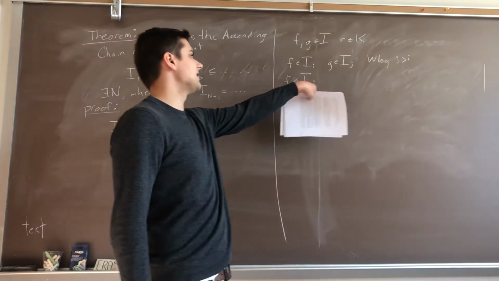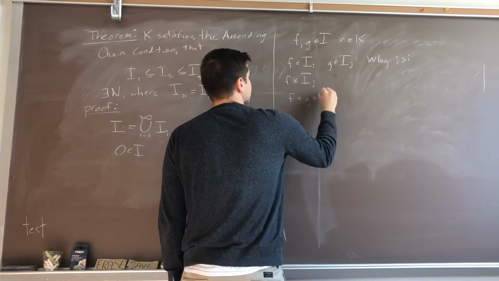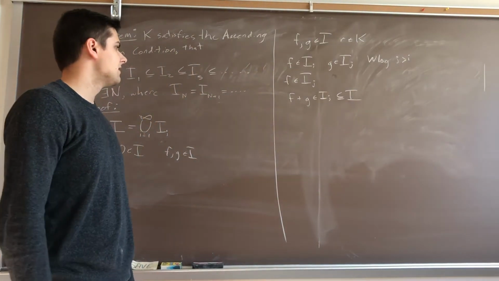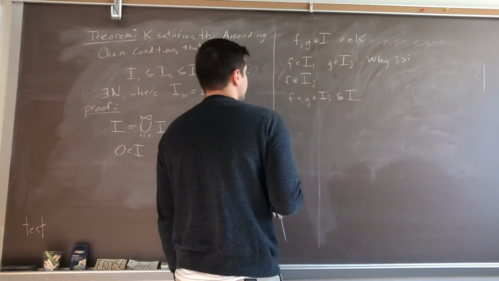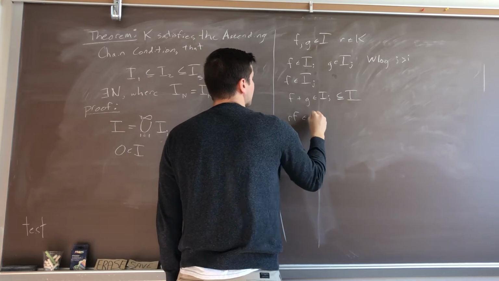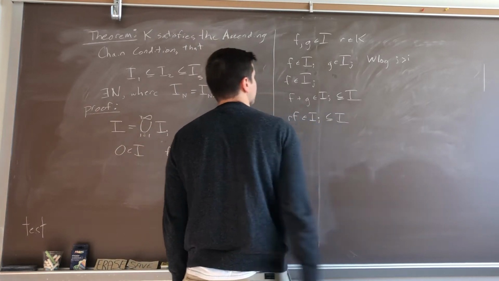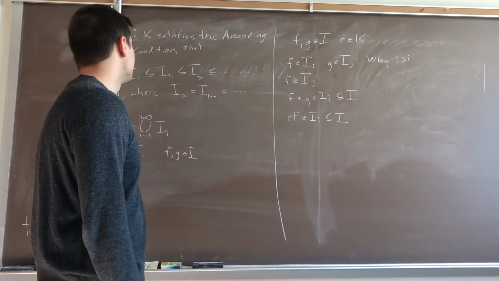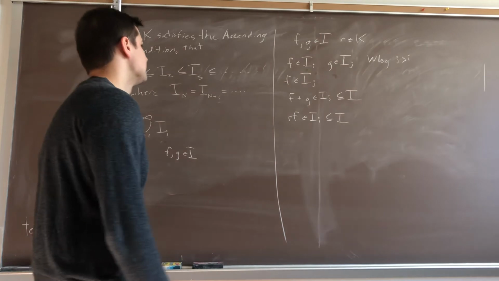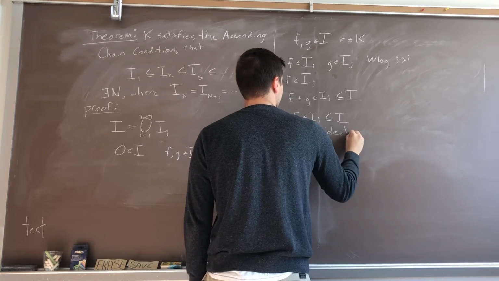So since f is in I_j, and g is in I_j, and I_j is an ideal, we can say that f plus g is in I_j, which then means that f plus g is in I. And then we can also say that since I sub i is an ideal, rf is in I sub i, which is contained in I. So we have I is an additive subgroup that satisfies absorption. So I is an ideal.